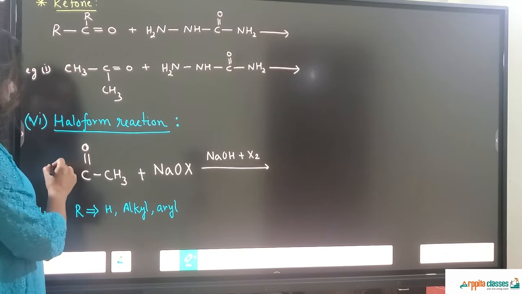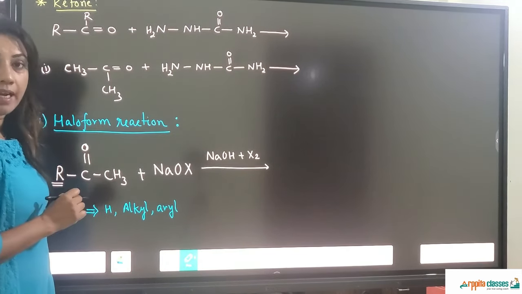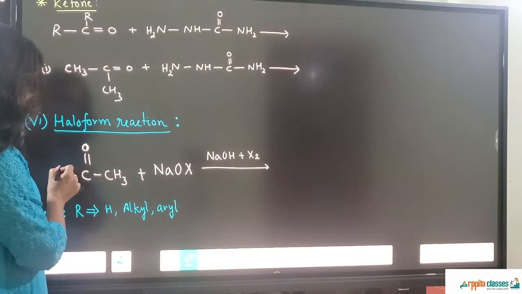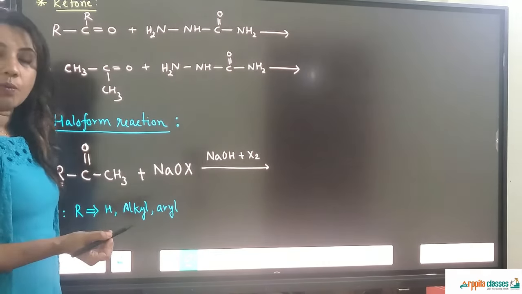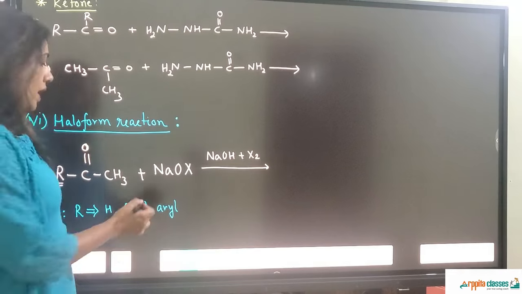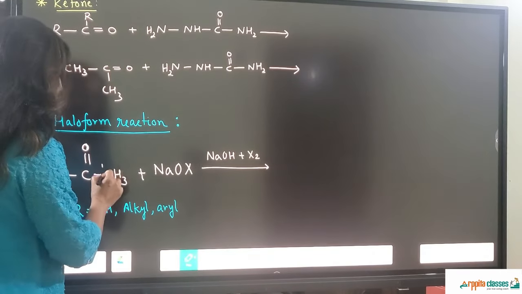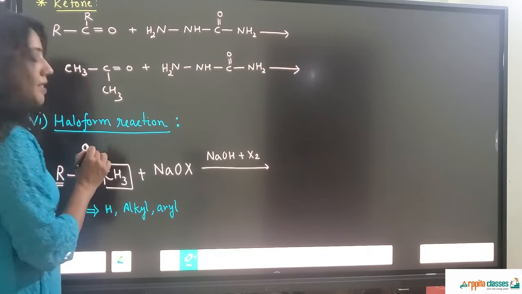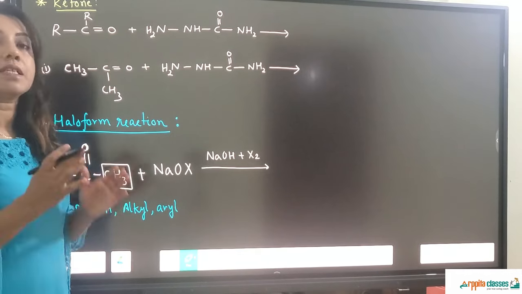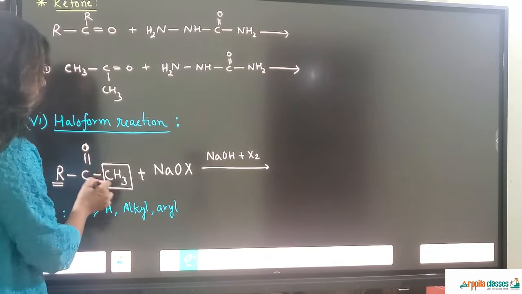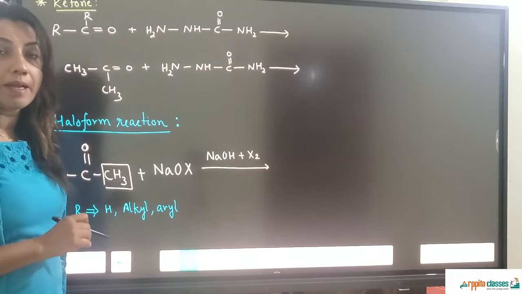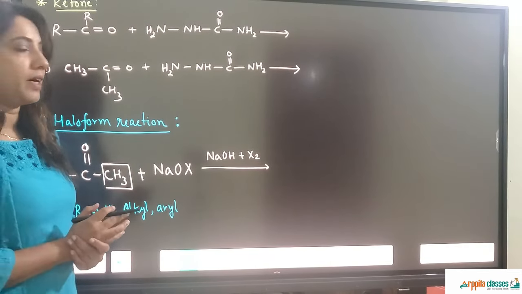If this is hydrogen, this becomes aldehyde, acetaldehyde. This R group can be alkyl group, methyl, ethyl, propyl, or this R group can be aryl group. But one of the R group compulsorily has to be your methyl group. That means it has to be methyl ketone. COCH3 group has to be present. That's the only criteria for haloform reaction.